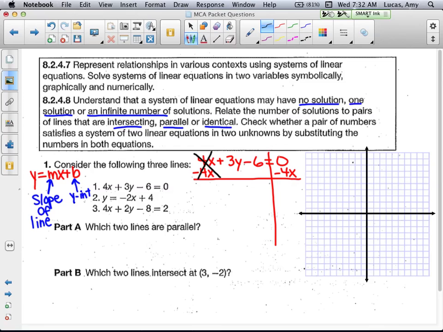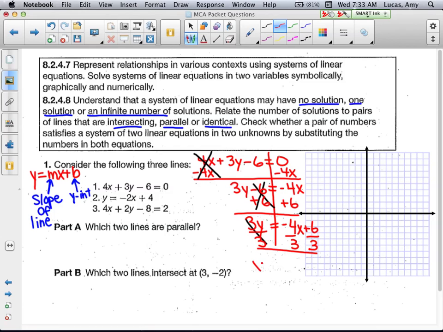So this is gone. Then I am also going to have to add the 6 on both sides because I want the y by itself. So now I have 3y equals -4x plus 6. The last step is to divide everything by 3. So now I have my slope-intercept equation, y equals -4/3 x plus 2. That means that my graph starts at 2 on the y-axis and goes down 4 over 3 to the right.